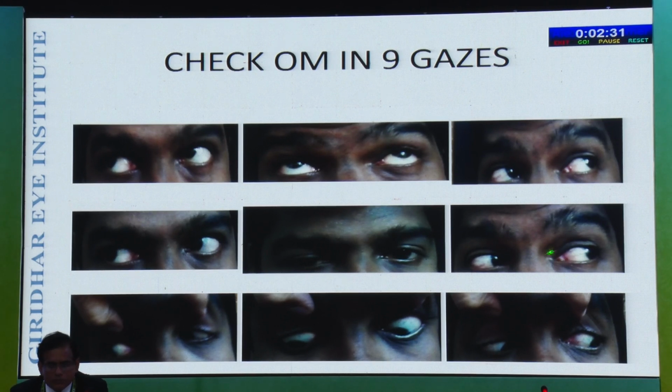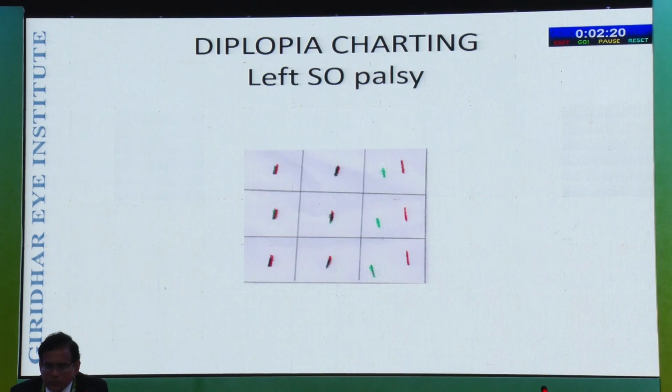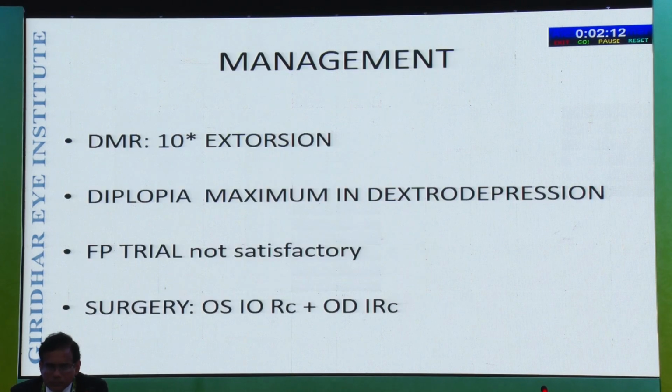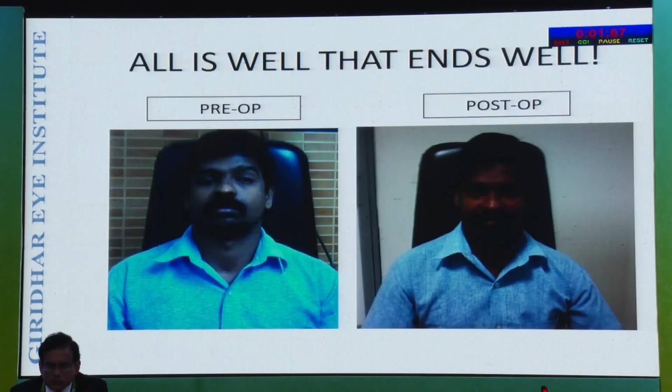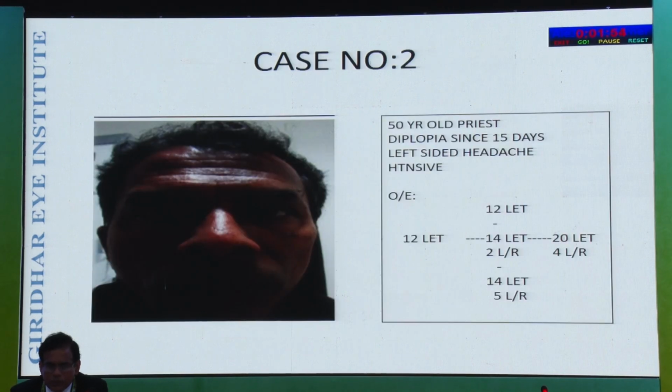On left gaze, the left eye hypertropia is decreasing, and in left head tilt it is increasing. So what are we dealing with? This is the diplopia charting. We are dealing with left superior oblique palsy. So imaging was done and DMR was done. It showed 10-degree extortion, and Fresnel prism trial was given, which was not satisfactory. So left eye inferior oblique recession and right eye inferior rectus recession was done, and he was relieved of diplopia.